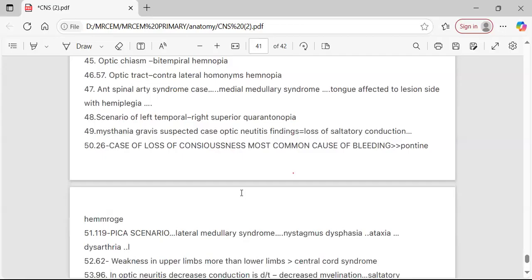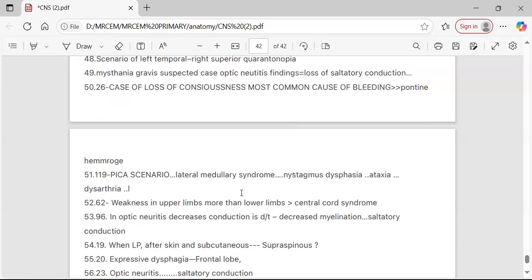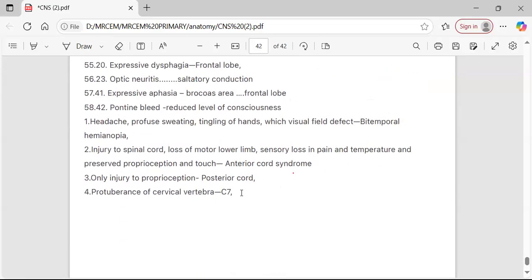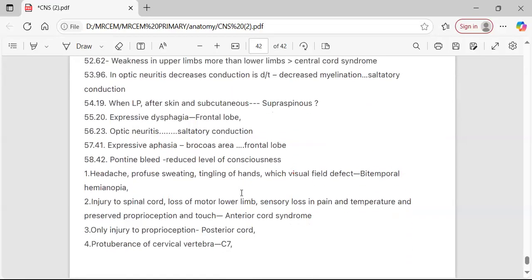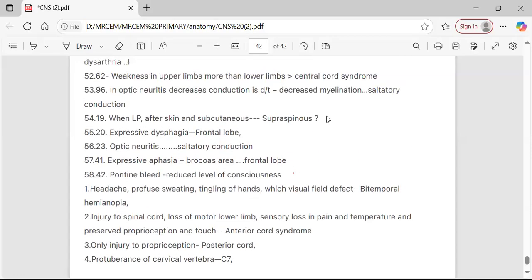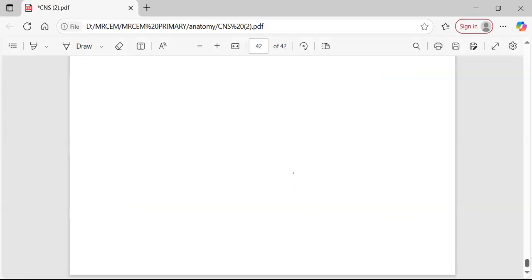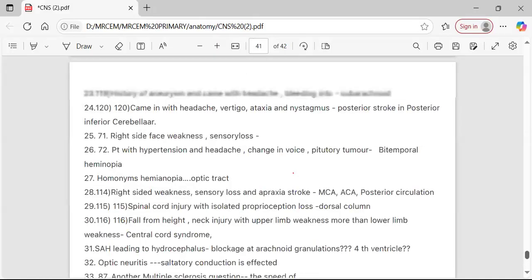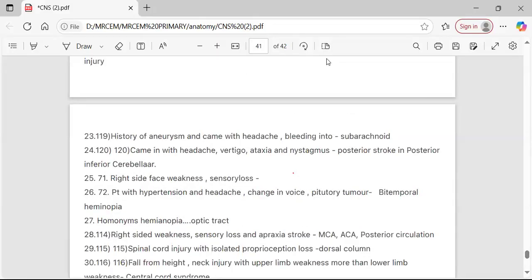So you can see that what I have taught you are the common questions which have been asked in the previous recalls. That's why you must focus on the points I have mentioned, do the MCQs from the MRCEM Success, and revise it. Any question? Any question do you have? Then we finish it.